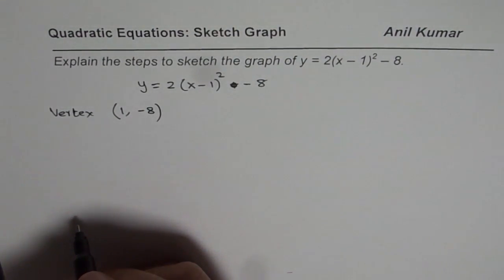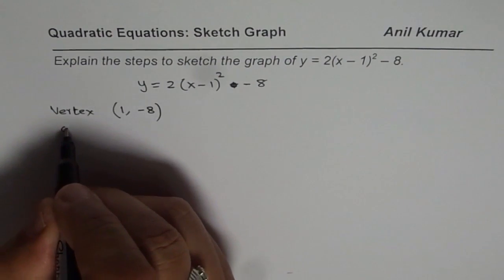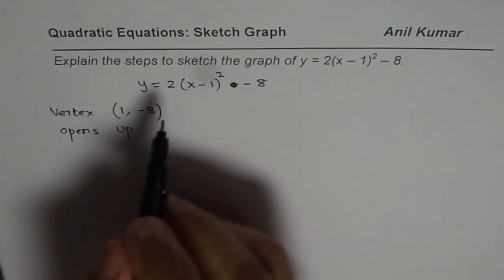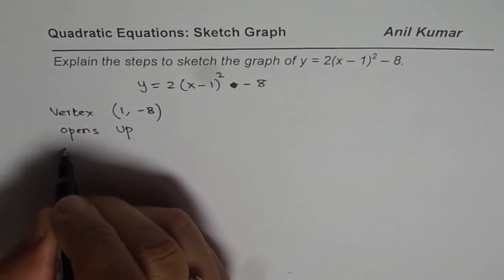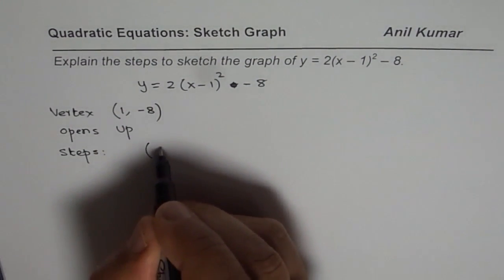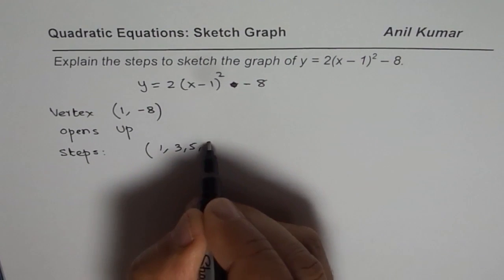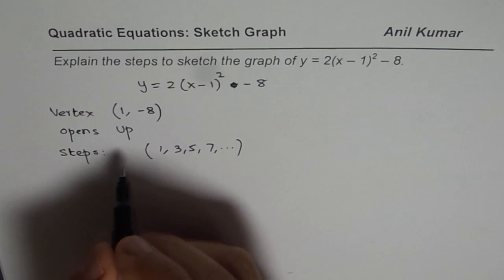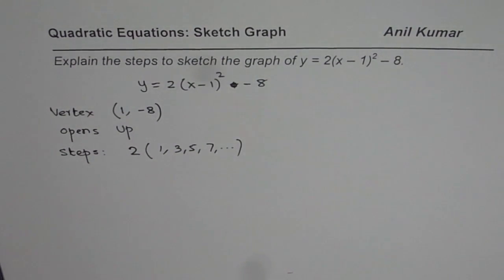What else do you get from this equation? That is positive, so it opens upwards, right? That is what you get. Another important thing which you get is the steps, and that is what is important, right? To sketch a graph, normally the steps for a parabola are 1, 3, 5, 7 and so on, times the stretch factor, which is 2. So it is 2 times. Now this information really helps us to sketch an accurate graph without doing any calculations for any point whatsoever, right? Let me now show you.